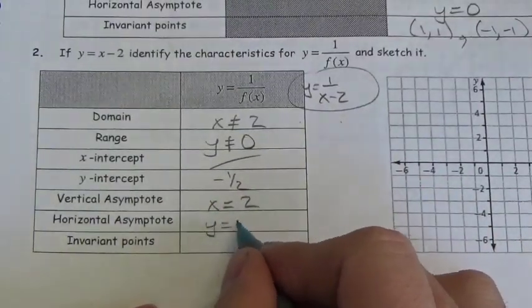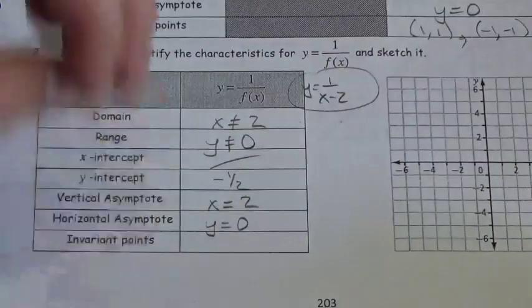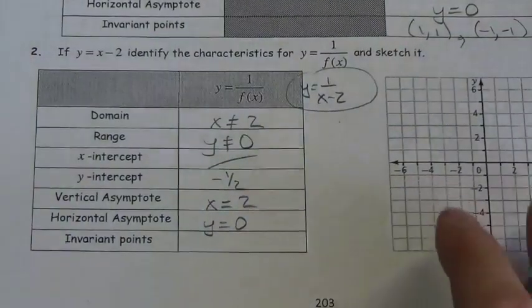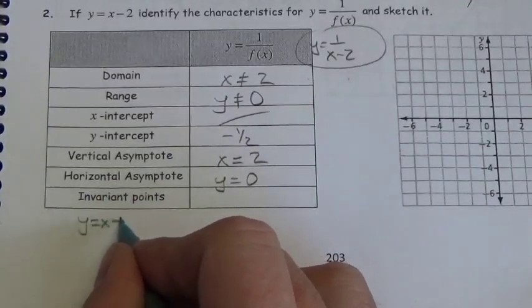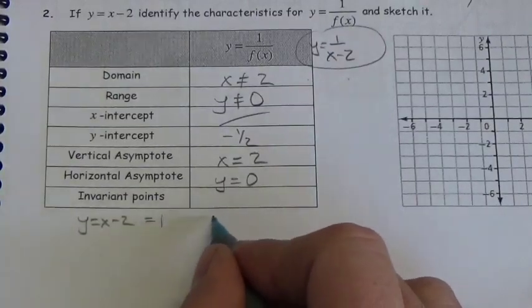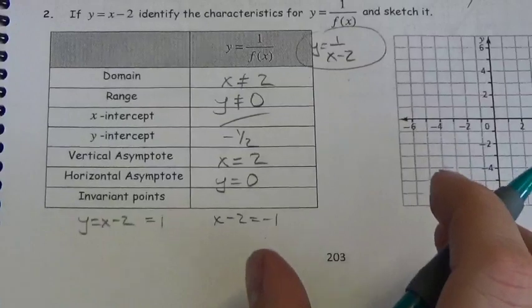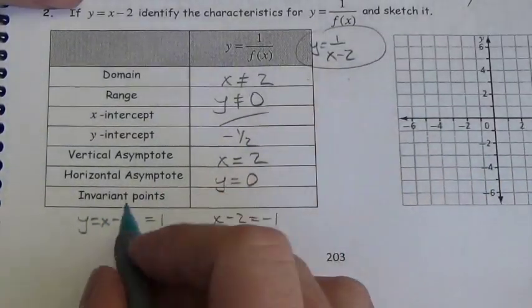My horizontal asymptote should be y is equal to 0. Invariant points. Okay, well, I'm not 100% sure of that. I don't know, but I can figure that out because this was my original function. I know that when this is equal to 1 or negative 1, I'm going to get invariant points. So I'm going to kind of cheat a little bit. Let's just go back to the original function because that's easier to work with.